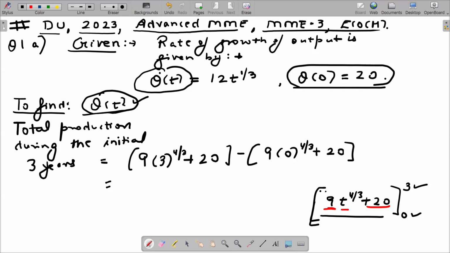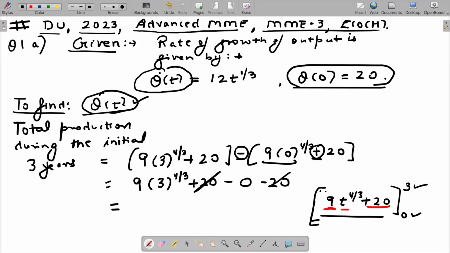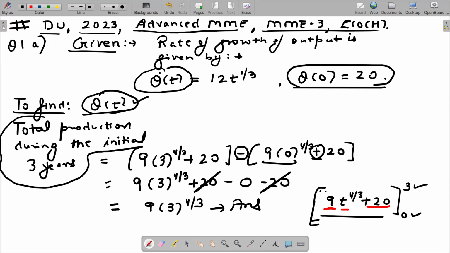So when I solve this, what do I get? This is 9 times 3 to the power 4/3 plus 20 minus, this is 0, minus into plus is minus 20. Okay, so what do I get? The 20 and minus 20 cancel out. My answer is 9 times 3 to the power 4/3. This is my answer for the total production during the initial 3 years.